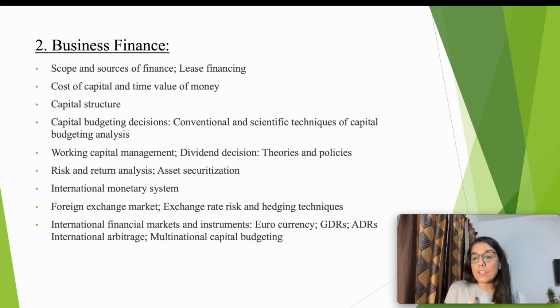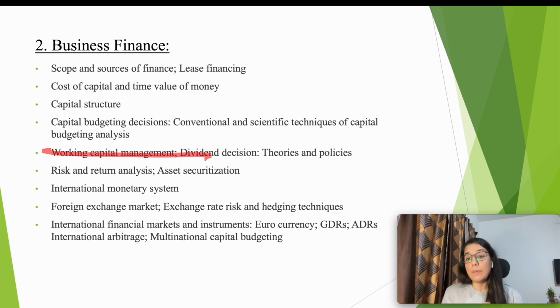Then coming to the next, which is business finance. Here I have listed the scope and sources of finance, and what is lease financing. What is operating lease and what is financing lease, a question related to that can come. Then cost of capital, time value of money, then capital structure. One of the favorite topics is capital budgeting, and I would mark that capital budgeting is very important. Then dividend decision, questions related to dividend decision can come.